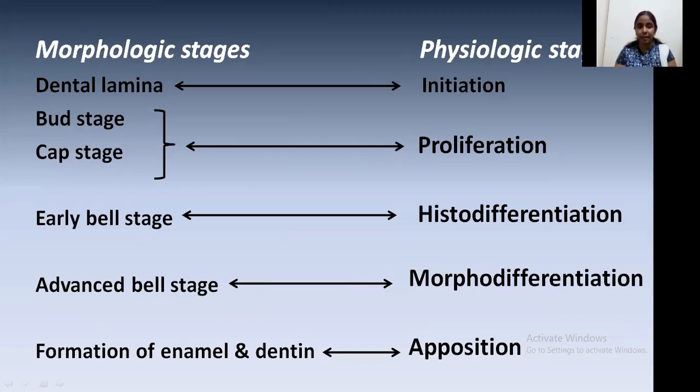I'll come again. Morphologic stages and physiologic stages are given. MCQs will be based on which physiologic stage correlates with the following morphologic stage. Dental lamina correlates with initiation, bud stage and cap stage with proliferation, early bell stage with histodifferentiation, advanced bell stage with morphodifferentiation, formation of enamel and dentin with apposition.